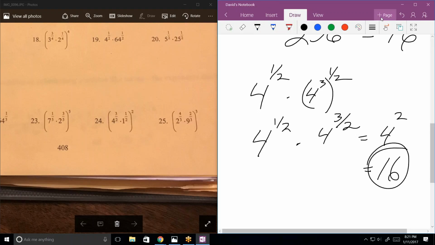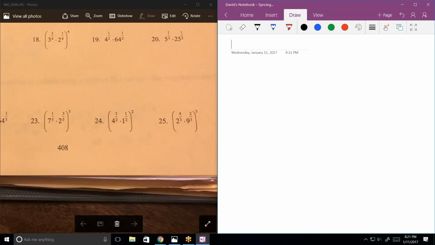Don't ignore these shortcuts, because these shortcuts, always keep in mind, keep your numbers as low as possible.